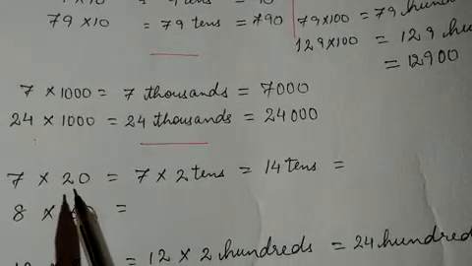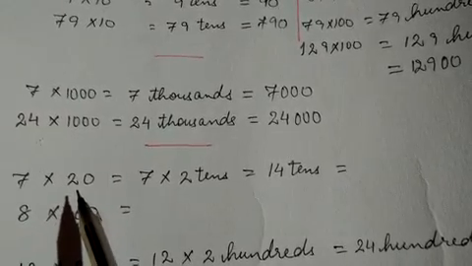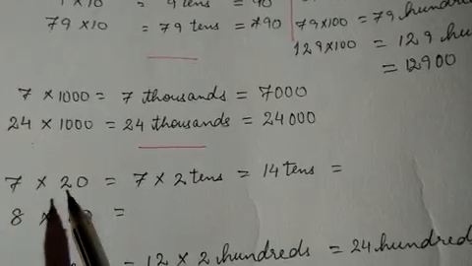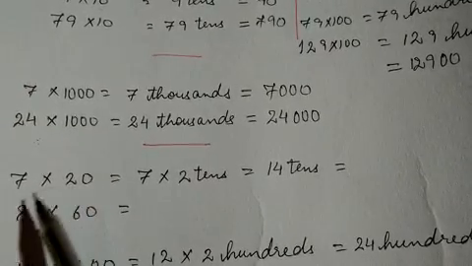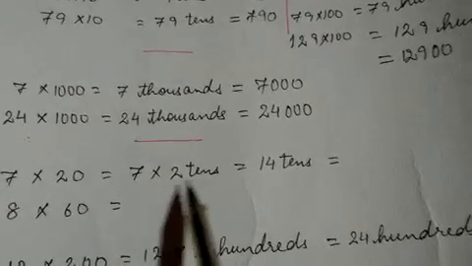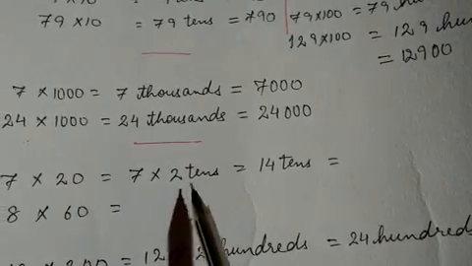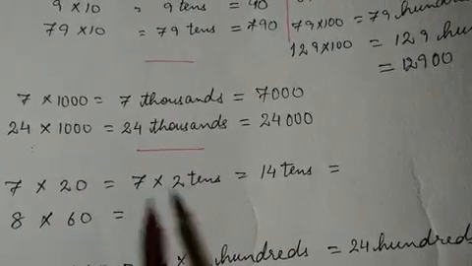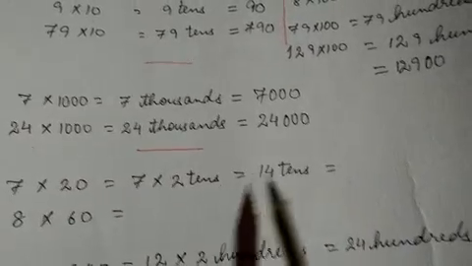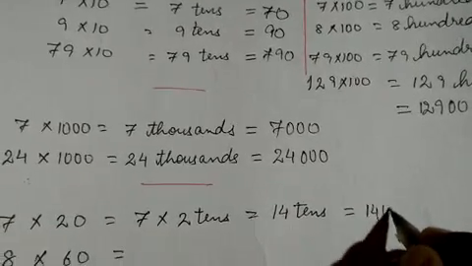Now what happens when there is a number other than 1? Now this is 2 here, the other digit. So we just have to first multiply the numerical values. 7 twos are 14, and tens is 10. Similarly, 20 is 2 tens. So 7 twos are 14 and tens is 10.